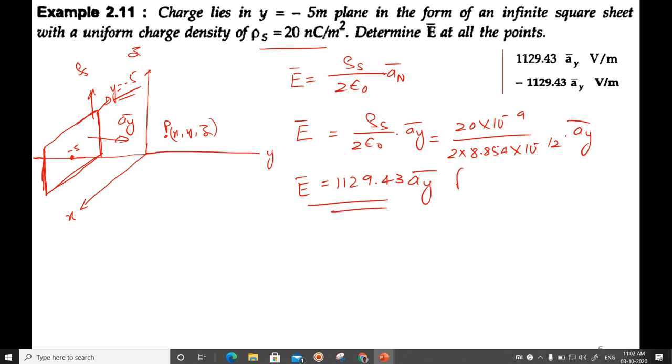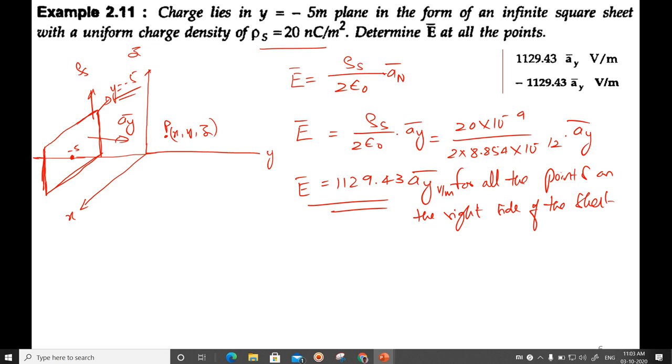For all the points, this electric field intensity, that is 1129.43 a_y volt per meter, is for all the points on the right side of the sheet.